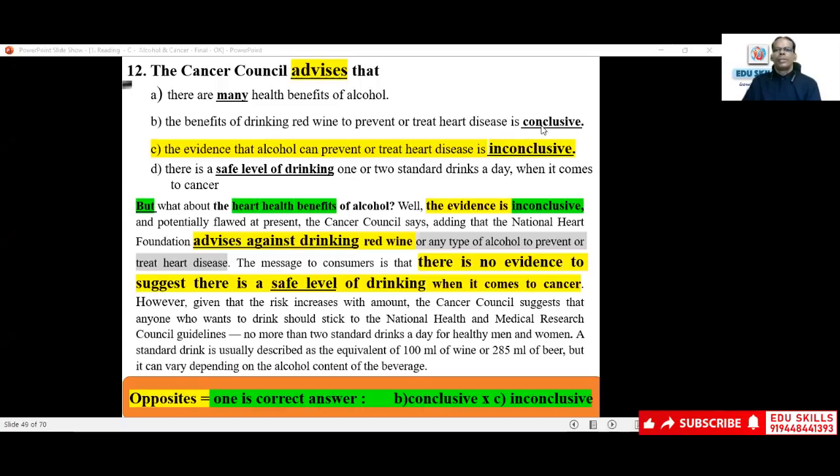But then the option that says conclusive is just opposite. So it cannot be correct. And the C option is the correct one. The evidence that alcohol can prevent or treat heart disease is inconclusive, not confirmed.